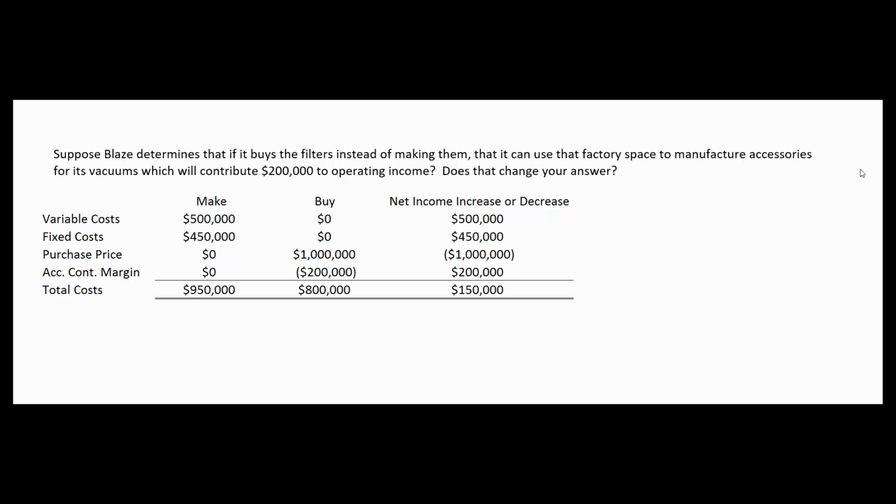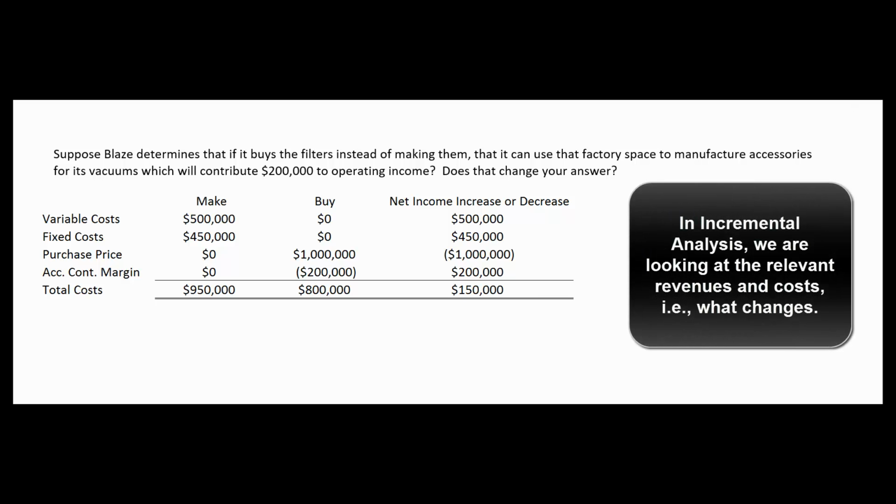And the way that I think about it is I subtract from left to right. 500,000 minus 0 is 500,000. 450,000 minus 0 is $450,000. 0 minus $1,000,000 is minus $1,000,000. 0 minus a negative 200,000 is a plus 200,000. You total up this column and you get that $150,000.